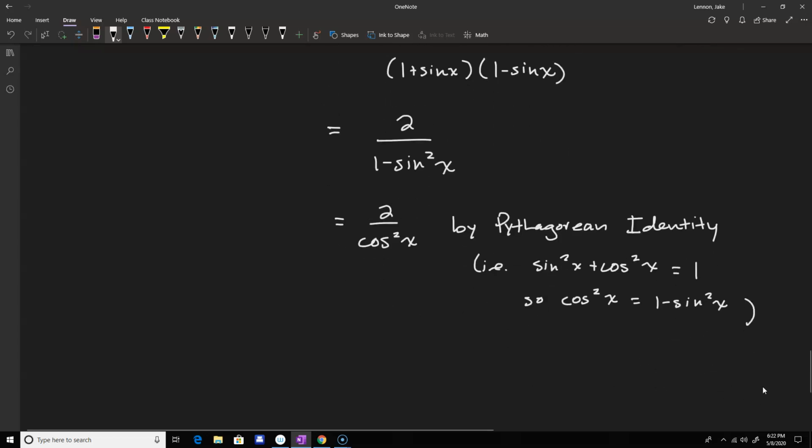And then lastly, we're trying to show that this is equal to 2 times the secant squared of x. So we can say this is exactly 2 secant squared of x. Again, this is because secant of x is equal to 1 over the cosine of x. Hence, the 1 over cosine squared x will equal secant squared x. And that's it. So that's the end of our proof.